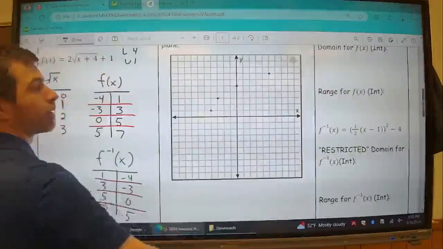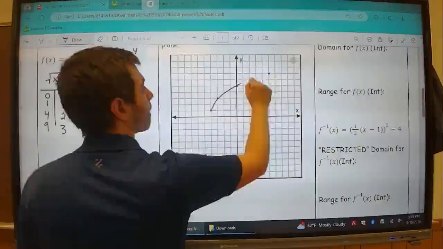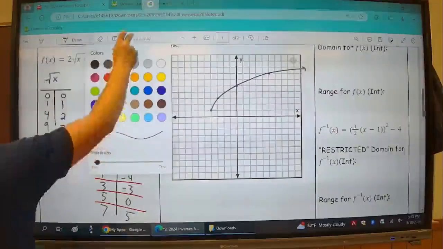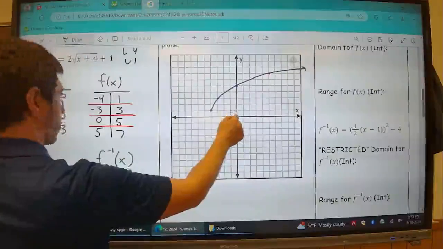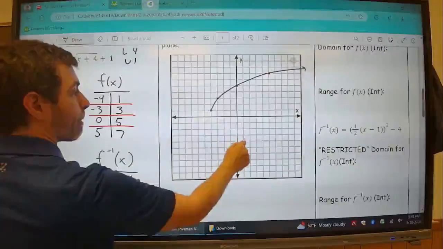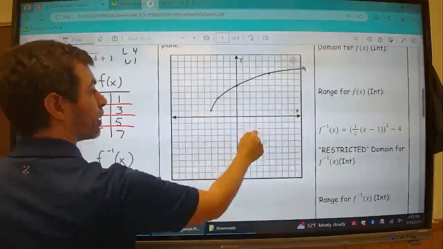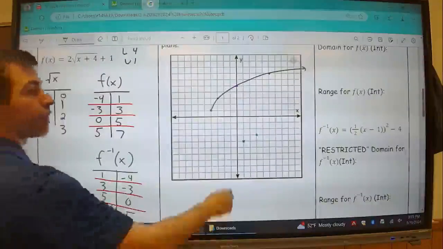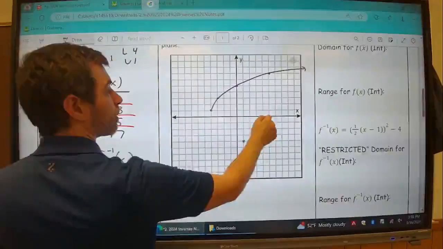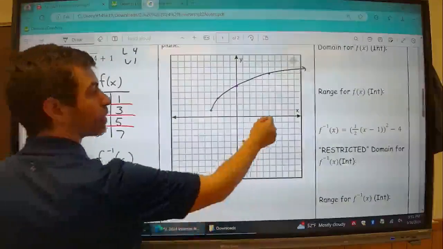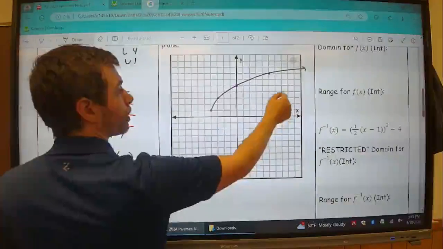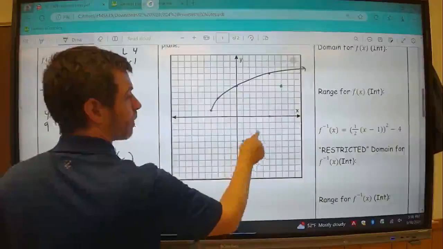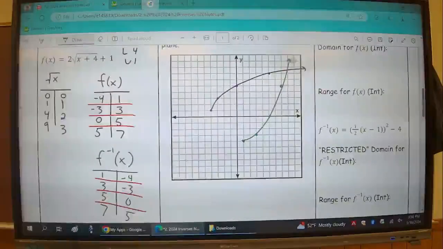There we go. So my line goes like this. Down to the green. I go to 1, negative 4. 3, negative 3. 5, 0. And 7, 5. And then I can just kind of freehand that. Something kind of like that.